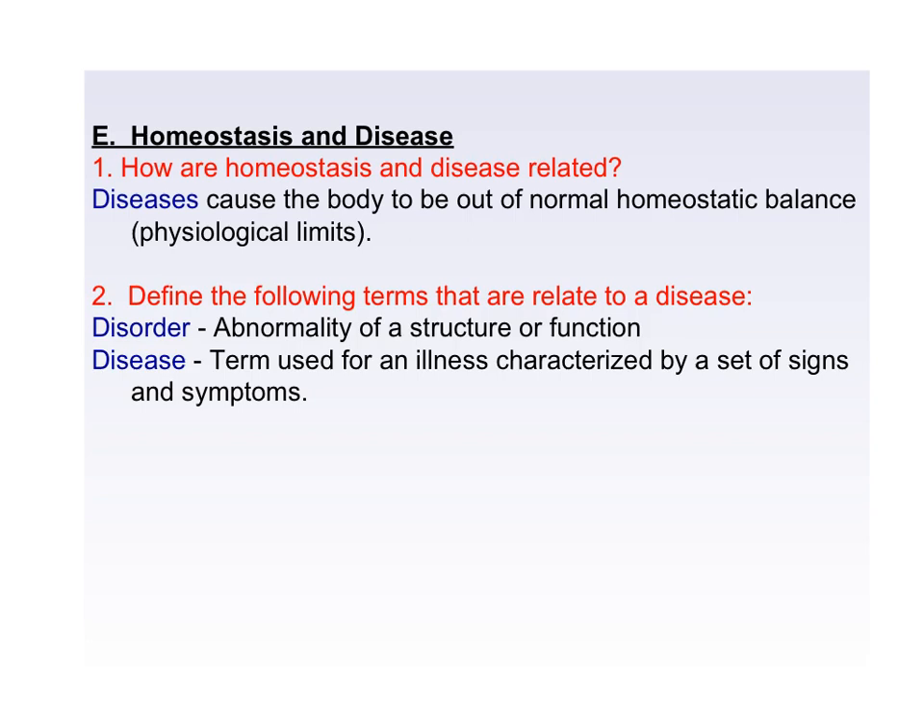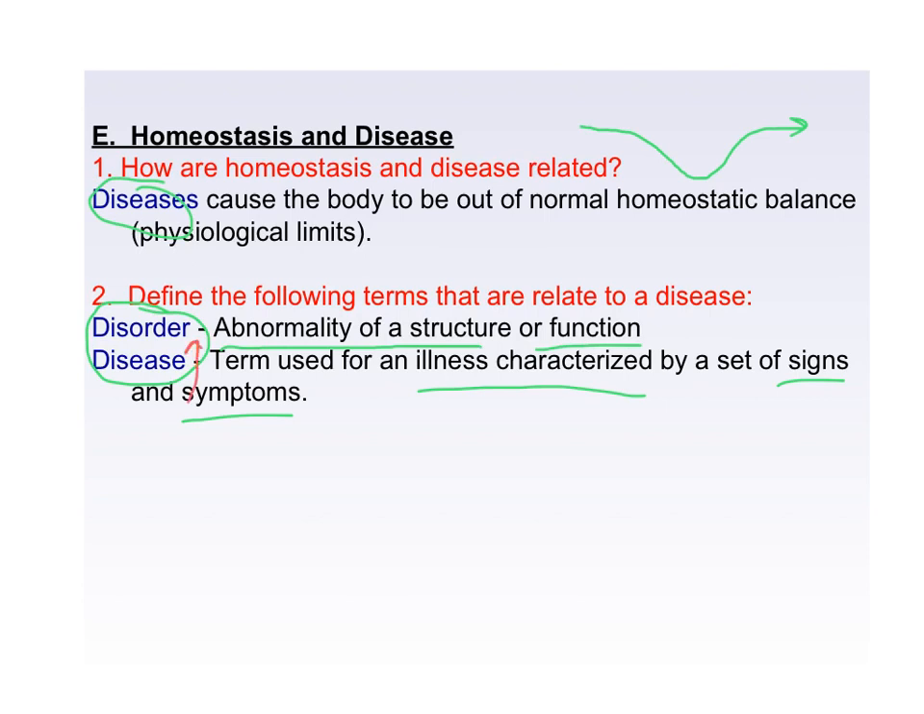Okay, homeostasis and disease. Basically, you need to know that diseases cause the body to become out of homeostasis, and then your immune system tries to return it back into a balance or homeostasis. Now, these two terms are very, very similar: disorder and disease. A disorder is just an abnormality of the structure or the function of a part of the body, like an organ, whereas a disease is like an illness that is characterized, is diagnosed by a set of signs and symptoms.